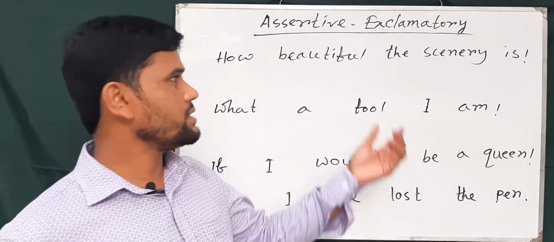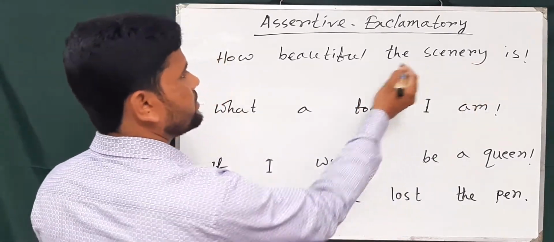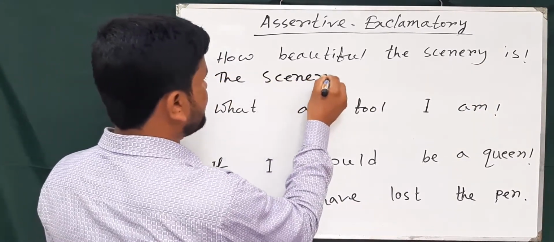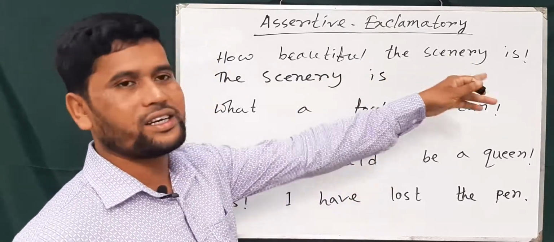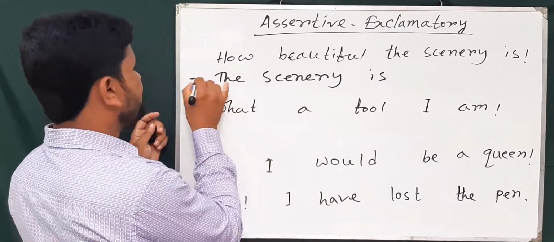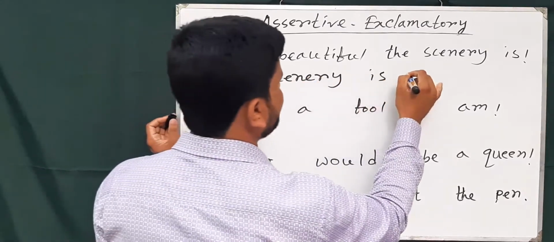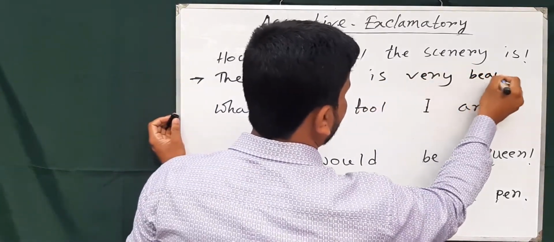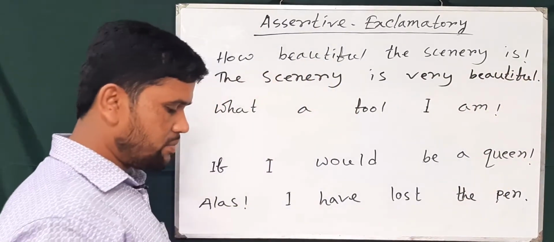But you know, a sentence may start with subject and verb. Just here you see: the scenery is. So here the subject and verb are at the end of an exclamatory sentence, but an assertive sentence starts with subject and verb, and instead of how we can use very and an adjective: beautiful. So it's very simple.